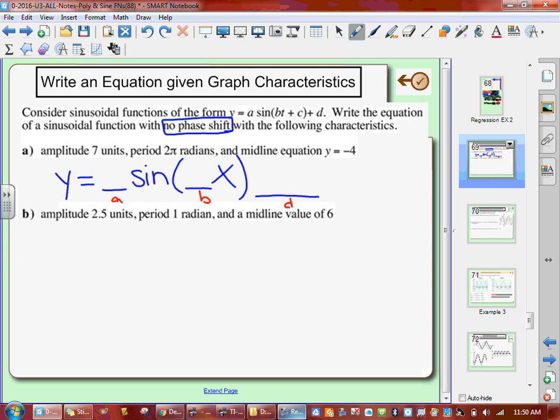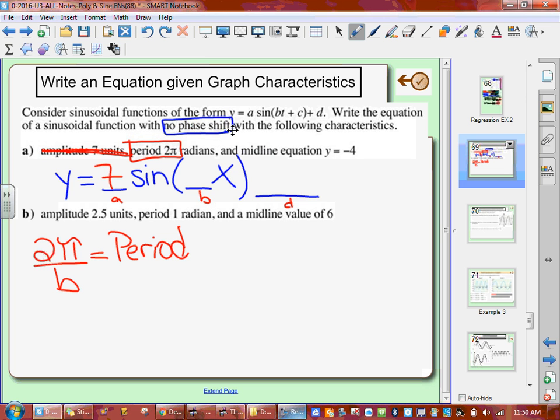Okay, so we've got our amplitude. We got that taken care of. It says the period is 2 pi. Well, if we want to find the B value to put into an equation, we do this. It's just rearranging the equation. 2 pi divided by B is period. So if I want to find the B value, these two switch places. All I do now is take 2 pi, divide by period, and that equals the B value in the equation. You're just rearranging this equation.